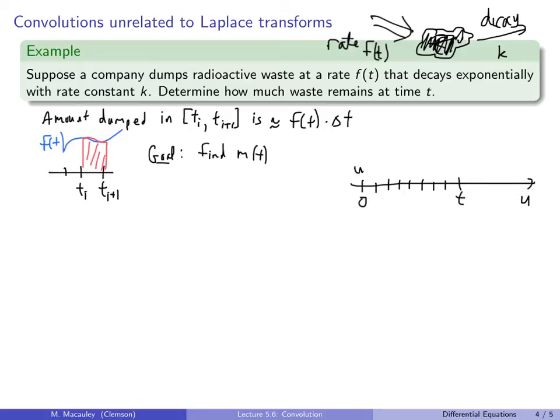Let's call this u1, u2. Actually, let's do this instead. I'm going to call this u0, u1, u2. I don't think it matters, but I think that might be a little more accurate. And so at some u_{i-1} and u_i, this amount of waste is dumped. This is what the company dumps in this time interval. And let me, how do I want to say this?